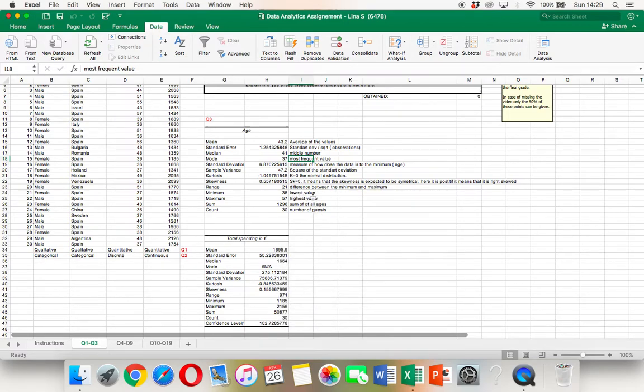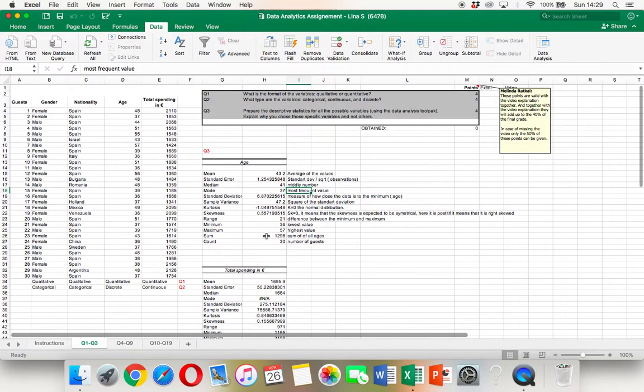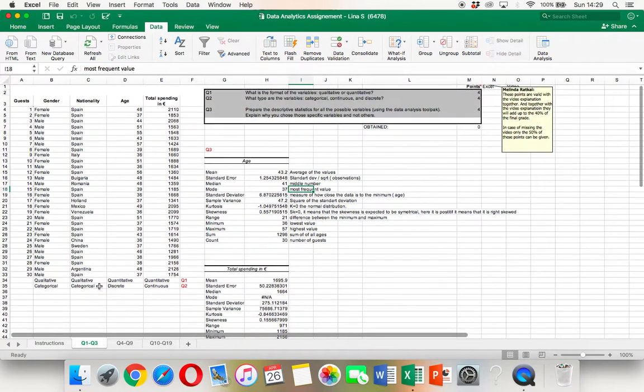Then we have the minimum, which is the lowest value, of course. So it is the lowest age that we can find in this table throughout the observations. Then we have the maximum, which is the highest value. Then we have the sum, which is the sum of all ages. And then we have the count, which is the number of guests. Here we have 30 of them, and that's it.